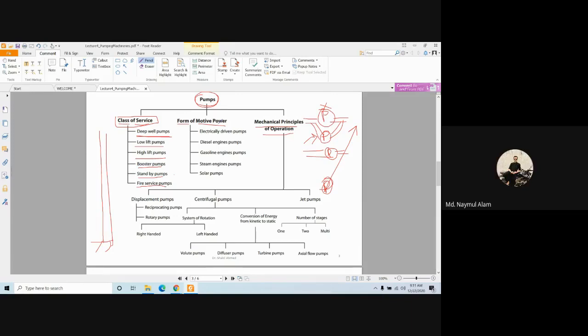Sir, are the high lift pump and the fire service pump the same? Kind of similar, yes.